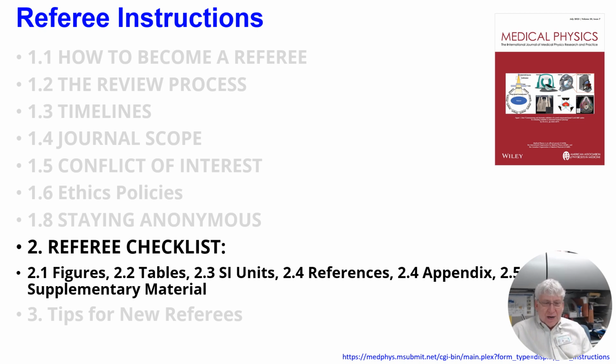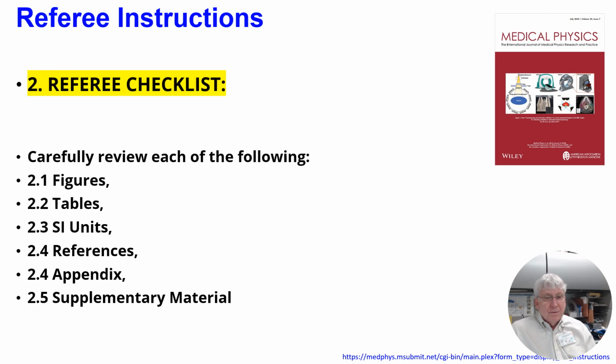Here's a referee checklist that I think is real important. A lot of this is related to the presentation on manuscript preparation. So carefully review each of the following. Make sure that your figures are appropriate, the tables are appropriate, you're using SI units, your references are in accordance with the guidelines. If you have an appendix, then make sure that it's in accordance with the guidelines, and any supplementary material. Often this might be data that would be useful for the referees.